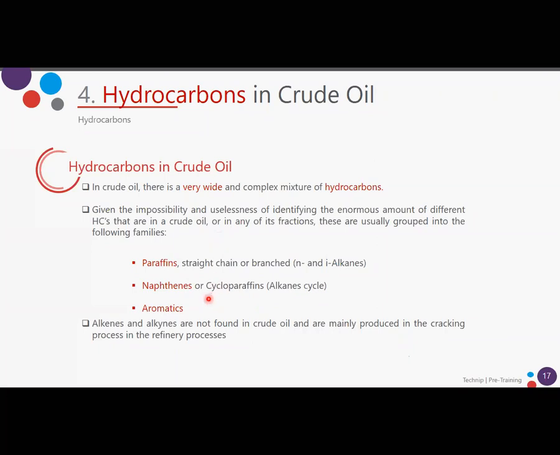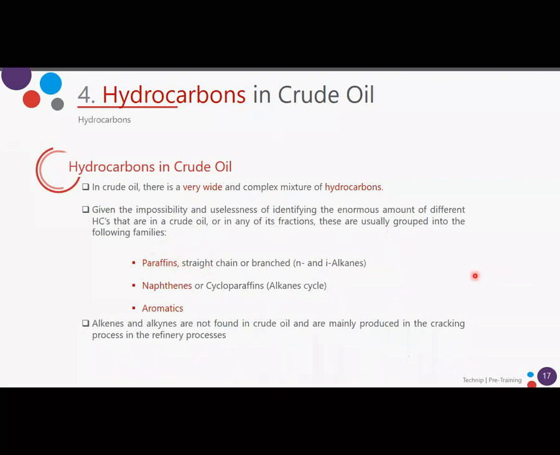The alkenes and alkynes are not found in crude oil and are mainly produced in the cracking processes in the refinery. So sometimes you can also see the crude oil classified as a paraffinic crude oil, because its constituents are mainly paraffins.